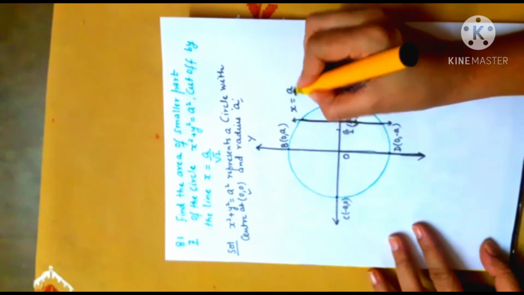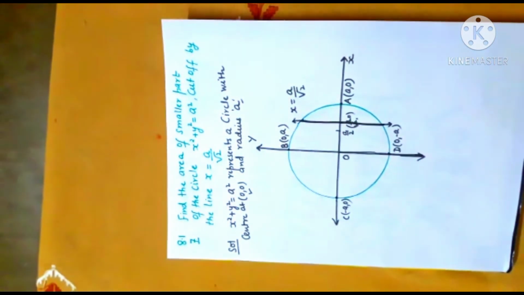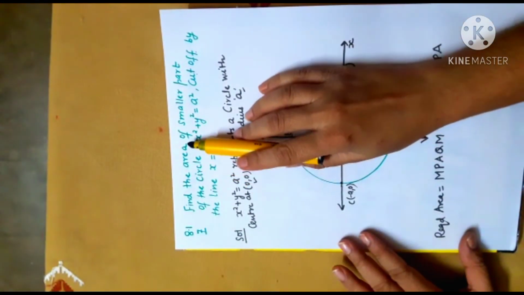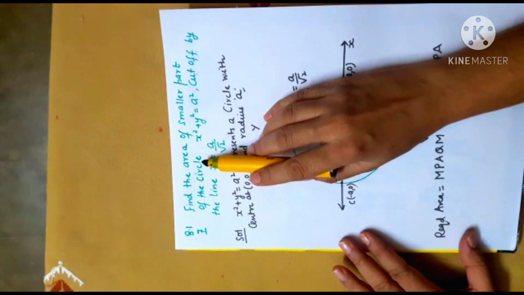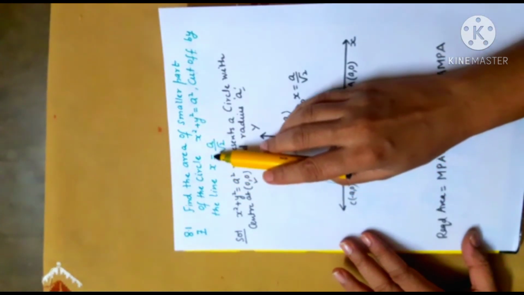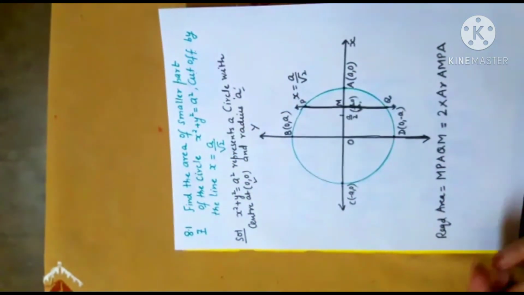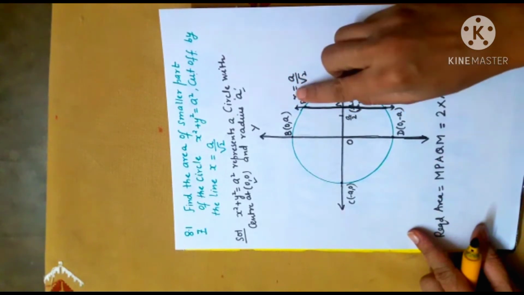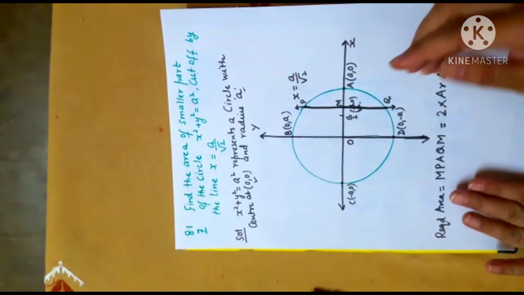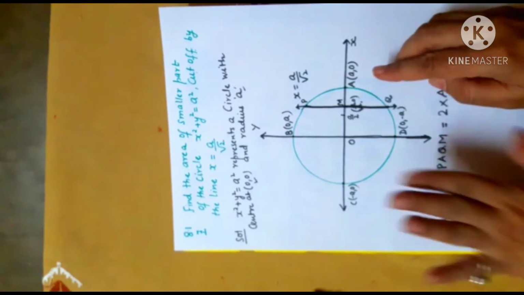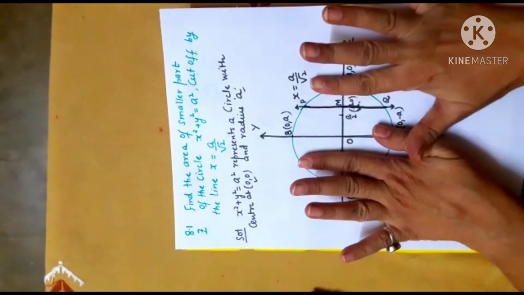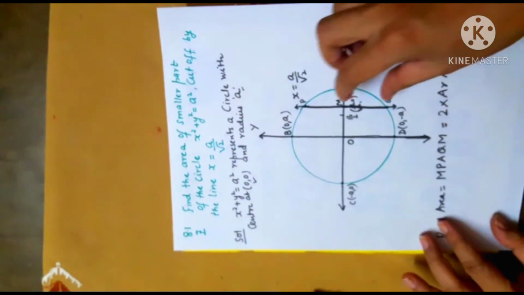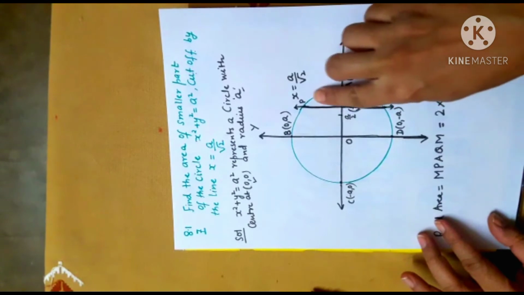X equals a over root 2. Now we are to find the area of the smaller part of the circular region cut off by the line x equals a over root 2. Yes, this is the circular region. This line x equals a over root 2 cuts this circular region into 2 parts, this part and this part. We are to find out the area of the smaller part. That means we have to find the area of this part.